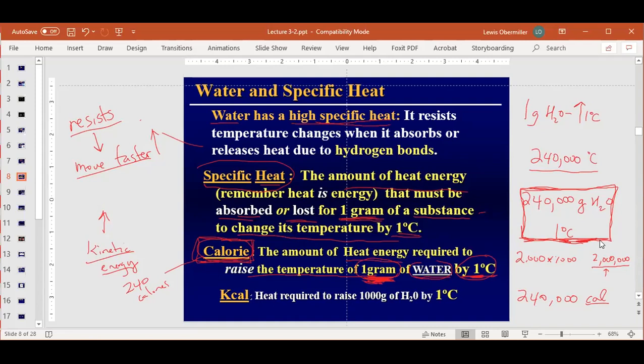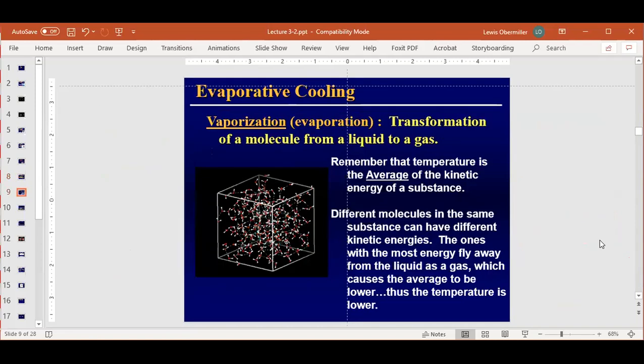Any questions about water, specific heat, calories? Nope. I'm going to ask you on the test to do some calorie calculations like we just did. So be ready for it.